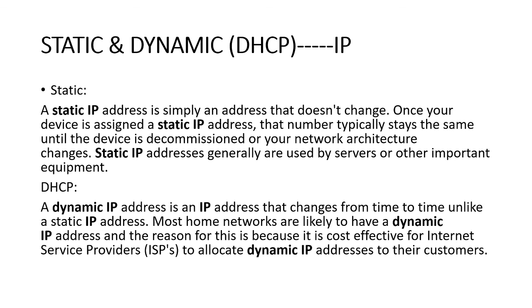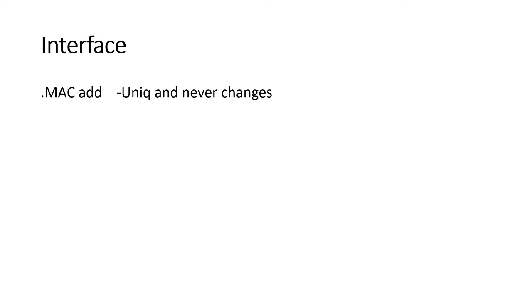So dynamic is handled by DHCP. And how do we connect the network to our systems? That is called an interface. Each network interface has a MAC address. The MAC address is unique and cannot be changed. So these are the basic network component descriptions.